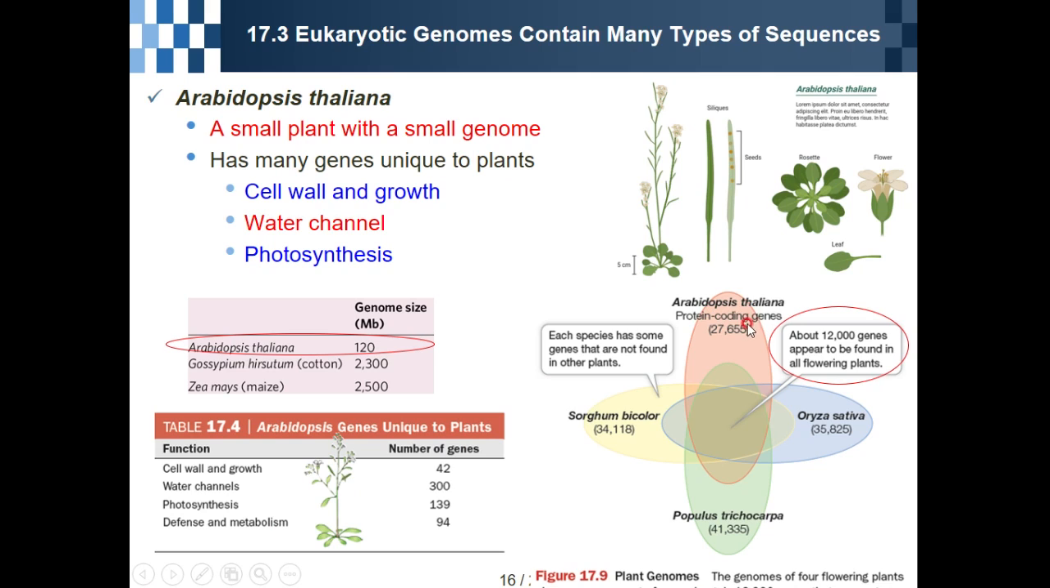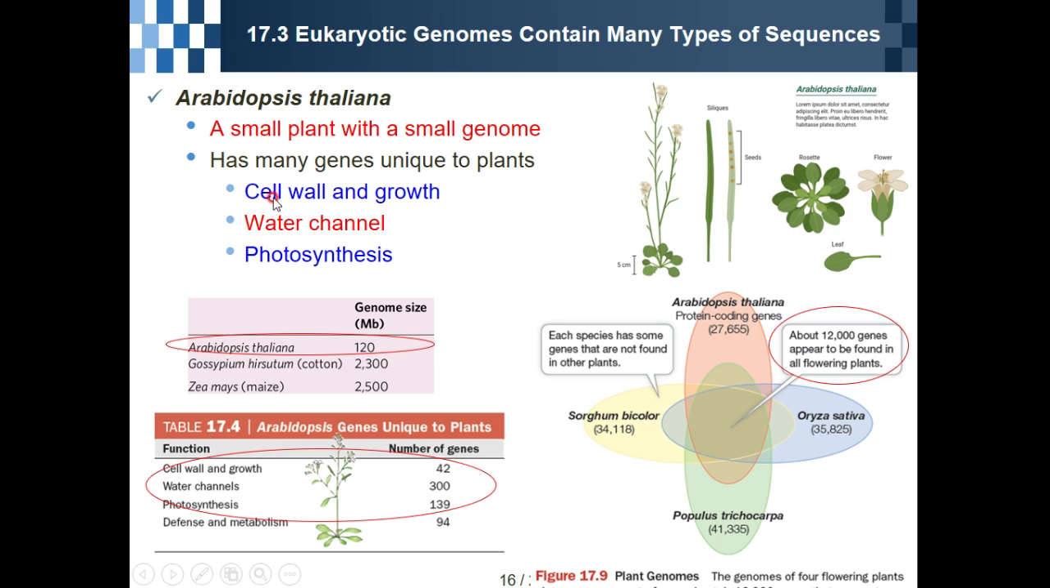So after genomics, we find that around 12,000 genes are found in all flowering plants. They are found in Arabidopsis. They also found them in another plant. But people found that among these 12,000 genes, Arabidopsis has many genes unique to plants.